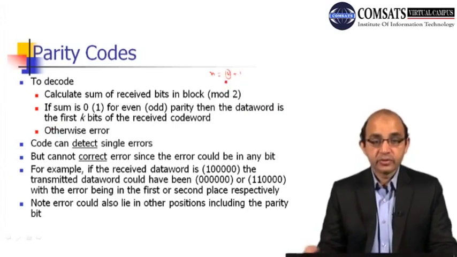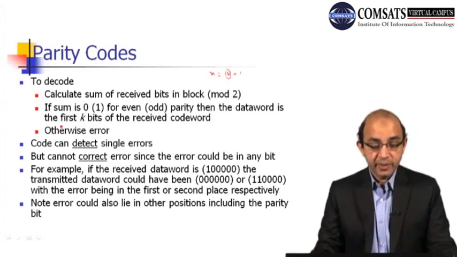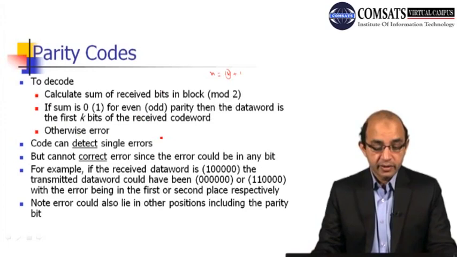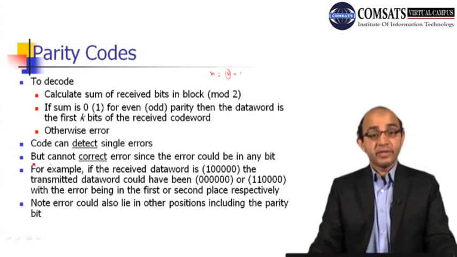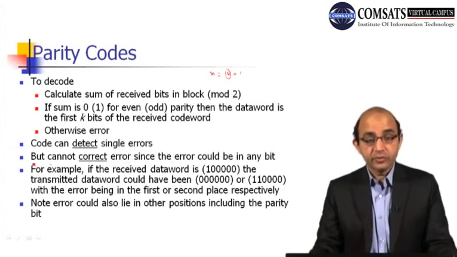So the first k bits of the received code word are the actual data. Otherwise, error: the code can detect a single error. This is the bottleneck, it cannot correct errors. So this code doesn't have the capability to correct errors in any bit, right?